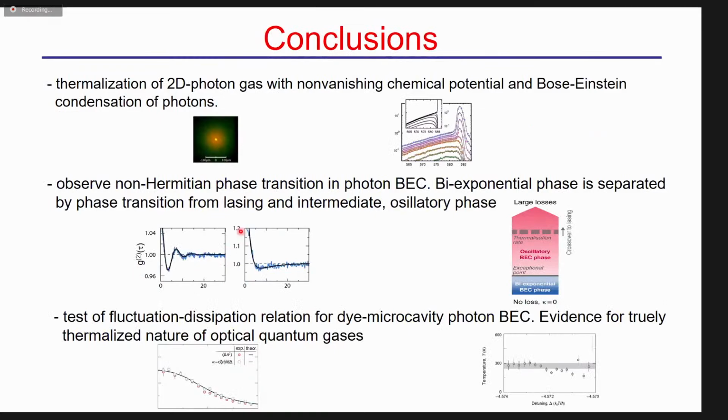To conclude, I described experiments on the thermalization of a two-dimensional photon gas in a dye microcavity, a BEC of photons. More recently, we looked at a non-equilibrium phase transition in such a photon condensate, a dissipative phase, and it turns out that this phase is separated by a phase transition to both lasing and an intermediate oscillator phase. And finally, I talked about a test of the fluctuation dissipation theorem.